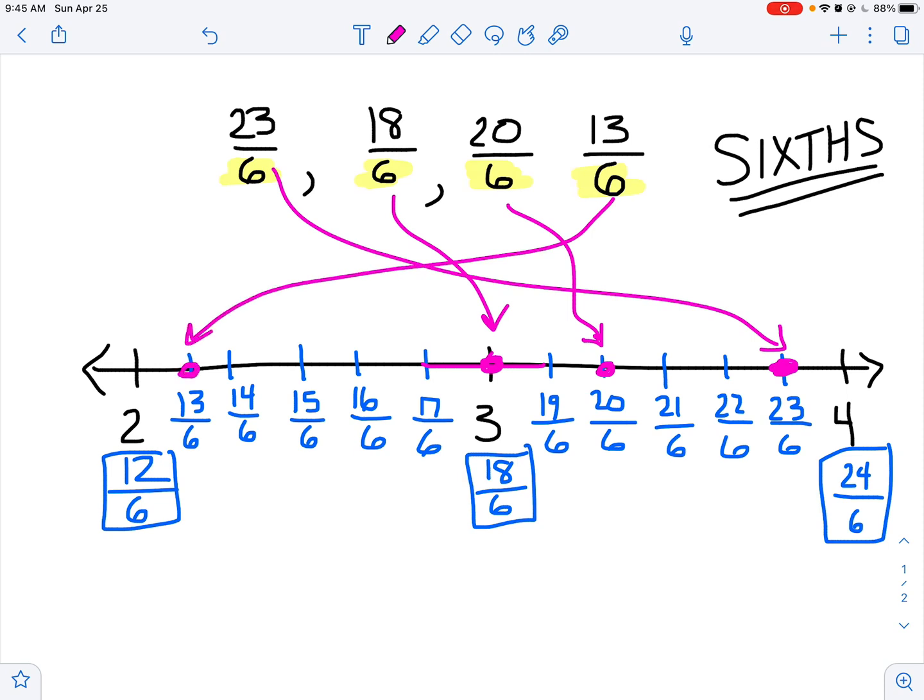Okay? So that's what you're going to go do today. Make sure you're thinking about what fractional unit they're asking for and make those hash marks and break that up first. Then go ahead and start labeling and placing those fractions on the number line.